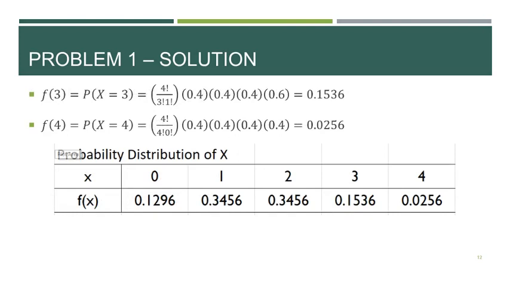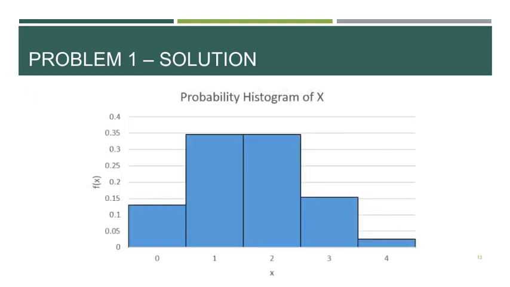Following the same process, we get f of 3 equals 0.1536, and f of 4 equals 0.0256. Based on our calculated values, we can now create a probability distribution table as shown. We then plot the values generated from the probability distribution table. We plot the values of our random variable x in the x-axis against their respective probabilities. The figure shows the equivalent probability histogram of the random variable x.